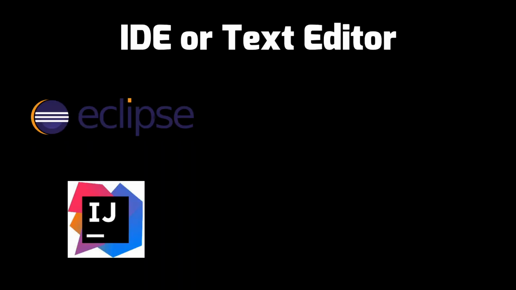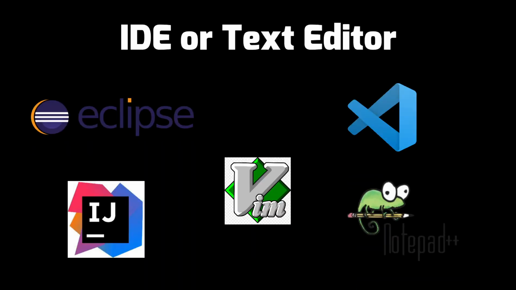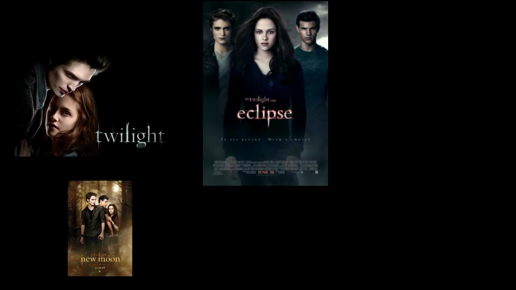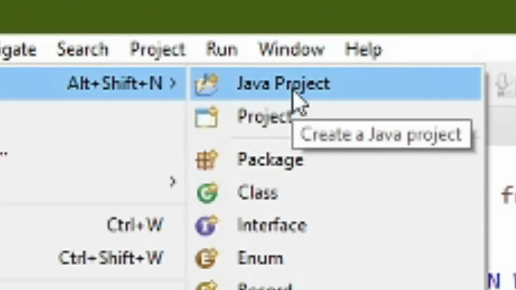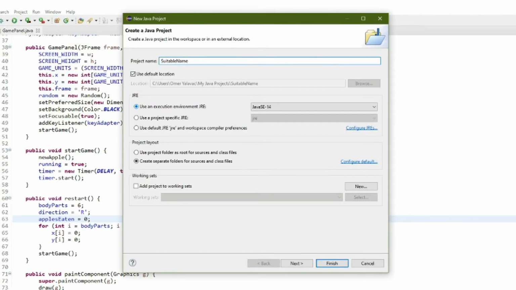First, you want to choose your IDE or text editor. I'm gonna go with Eclipse because it's the best one out of the series. Open up the Eclipse IDE, then click File, New, Java Project. Now name this project something suitable. I'm going to name mine My Brick Breaker Game.